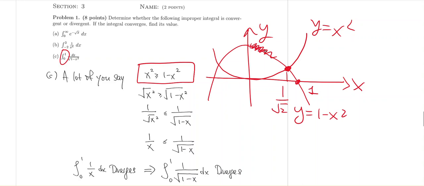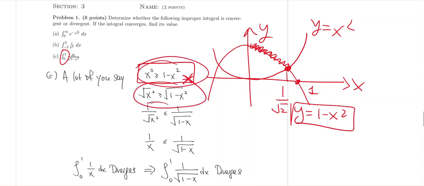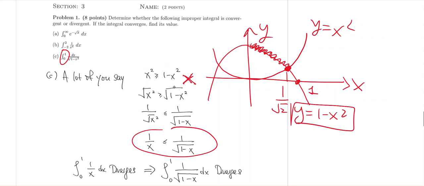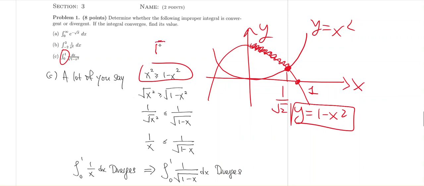So part of it, right here, for example, between 0 and 1 over square root of 2, this is not true. X squared is actually smaller, and 1 minus x squared is actually bigger. So if you try to say that this is true, and therefore you have this, therefore you have this, okay, let me say that one more time: this is not true. This is false. But if you continue, you will continue like that.